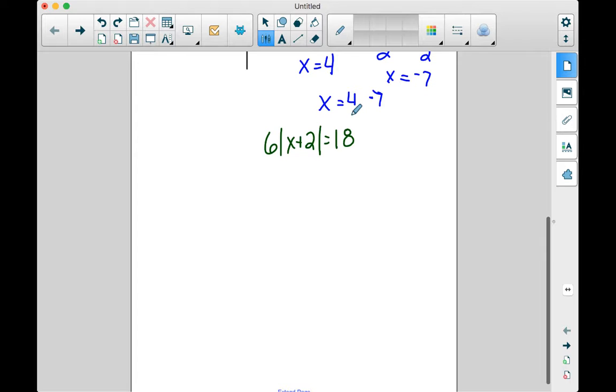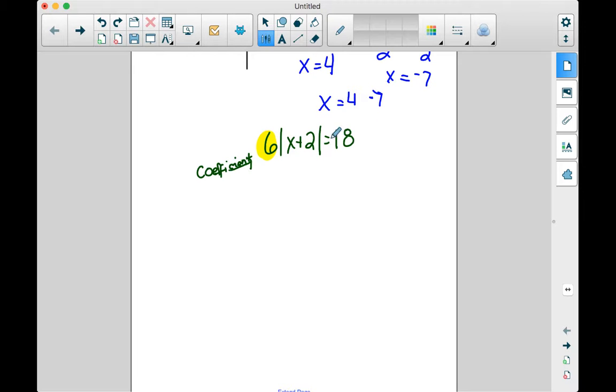For our second example, I want to point out that we now have a coefficient, or a number outside of the absolute value statement. So this here is our coefficient. And it's just one coefficient. You can have a coefficient with the x again, but that's just one coefficient. So we have to take care of this coefficient before we deal with this absolute value statement.